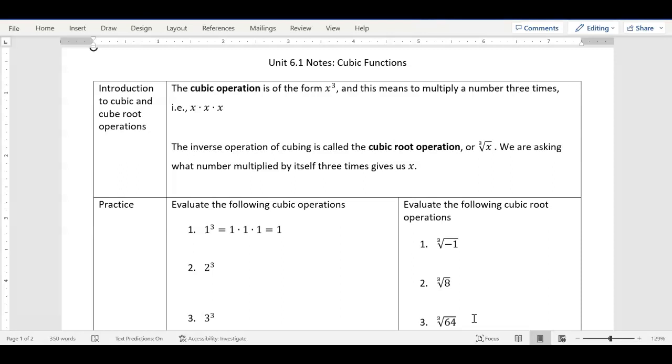Anyways, the inverse operation of cubing, what's the opposite of cubing? Let me go and write the word opposite. This is 3. So the opposite of cubing, you write that down, is called cubic root, the cubic root operation. We are asking what number multiplied by itself 3 times gives us x. I'll show you what I mean down here.